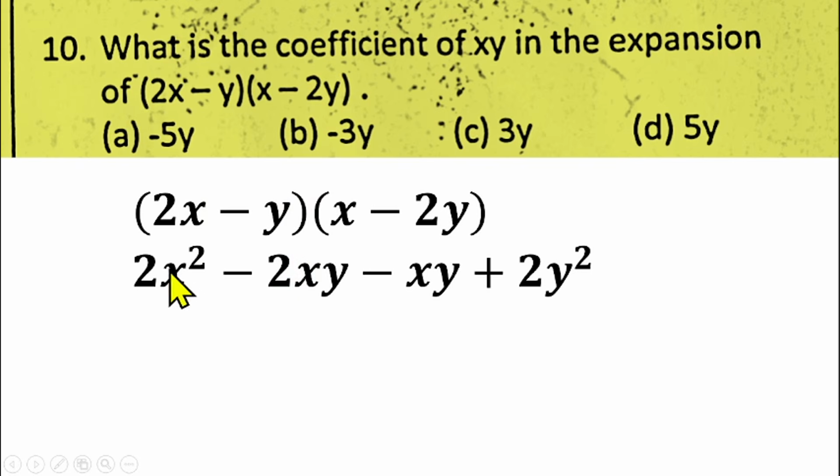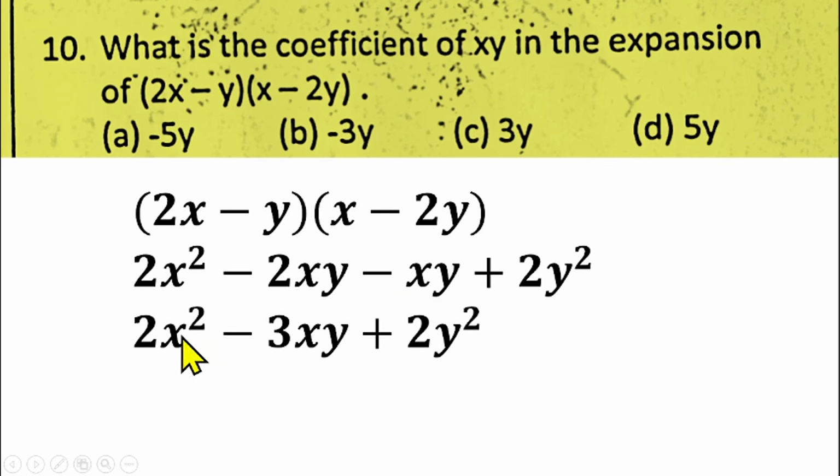So 2x times x will give us 2x². Then 2x times −2y will give us −4xy, not −2xy. Then −y times x will give us −xy. Then −y times −2y will give us +2y². So this is −4xy − xy, that will give us a minus 3. Sorry, that will give us −5xy. So technically, you'll have 2x² − 5xy + 2y². So this is −5xy. So there's a typographical error here.